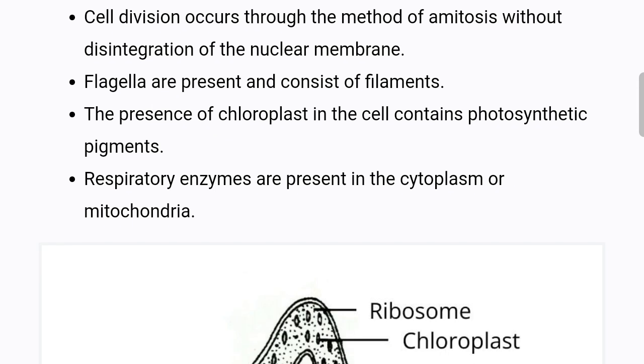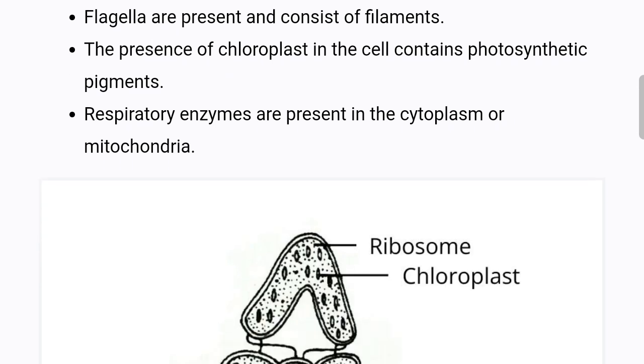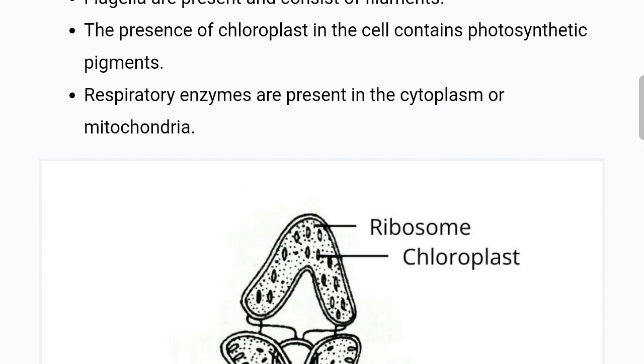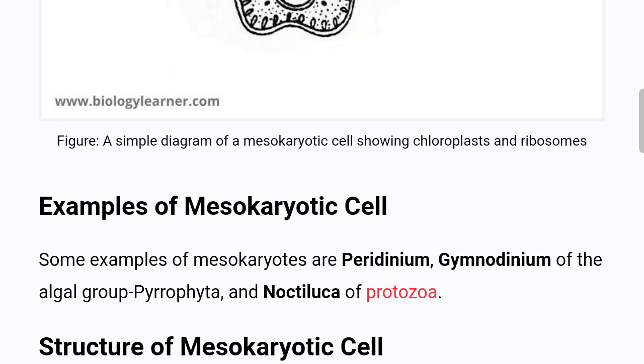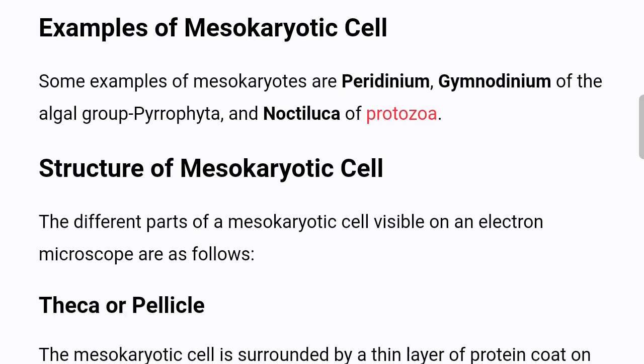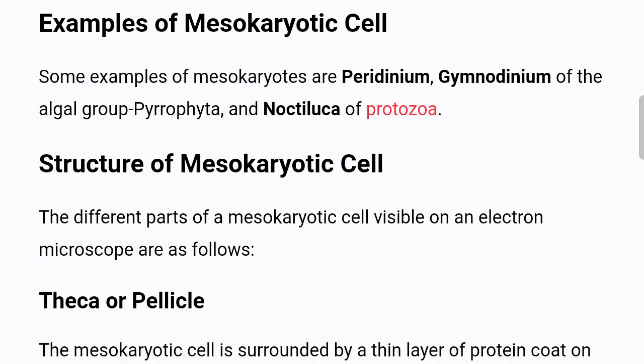Flagella are present and consist of filaments. Chloroplast is present in the cell and contains photosynthetic pigments. Respiratory enzymes are present in the cytoplasm or mitochondria. Examples of mesokaryotic cell. Some examples of mesokaryotes are Peridinium and Gymnodinium of the algal group Pyrrophyta, and Noctiluca of protozoa.